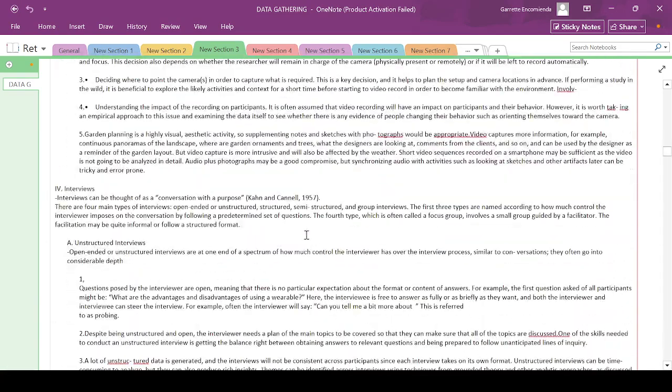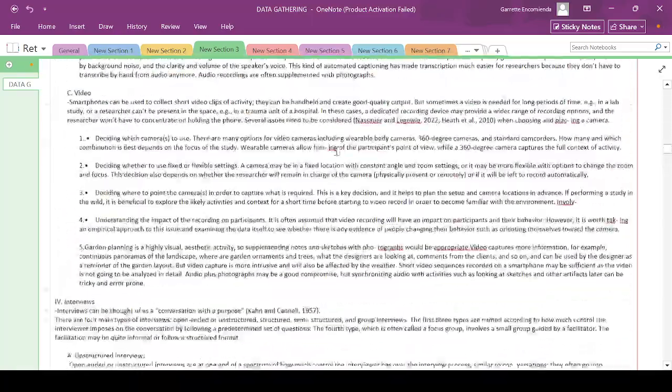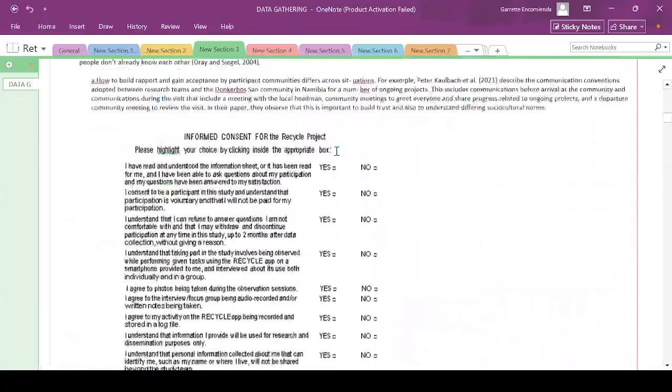So later we will discuss capturing data. I think we have recorded that clearly.